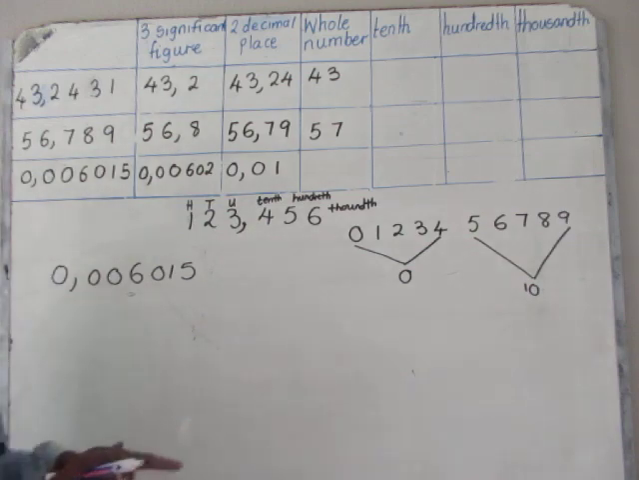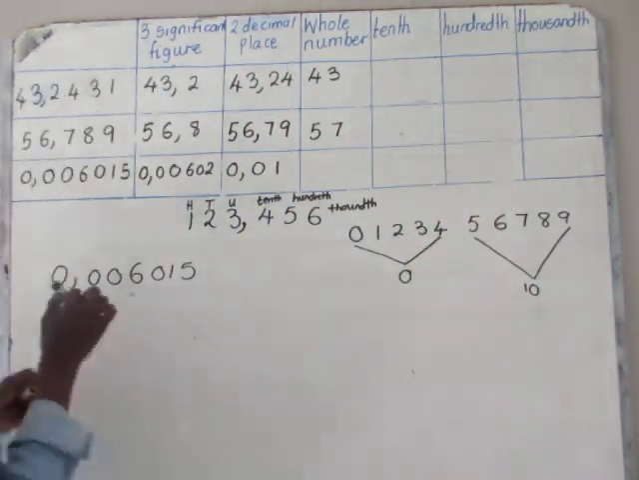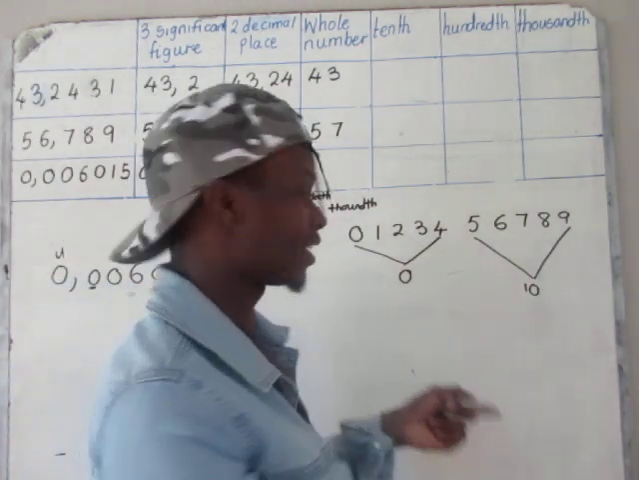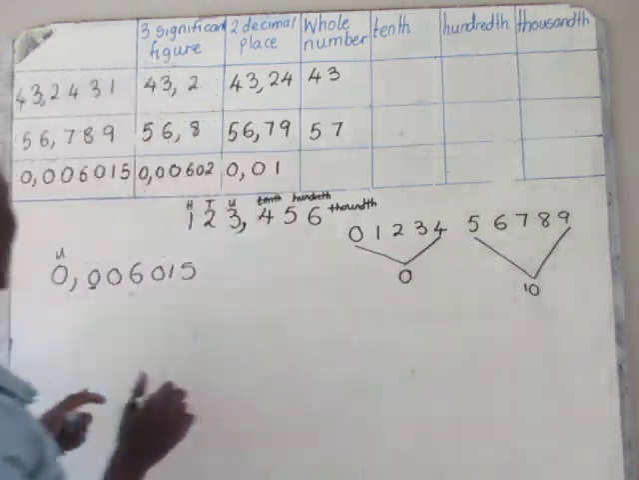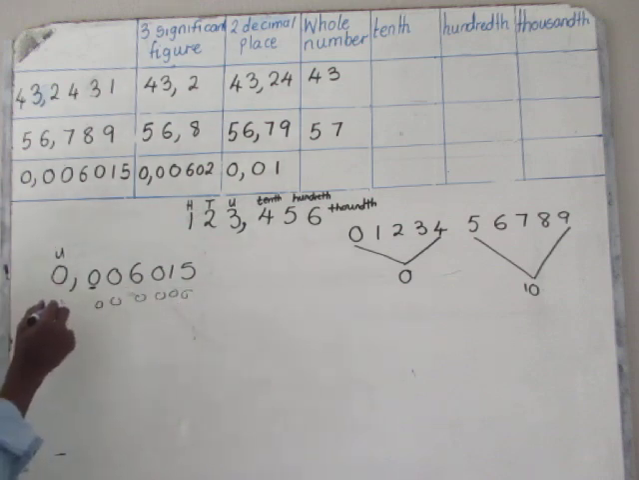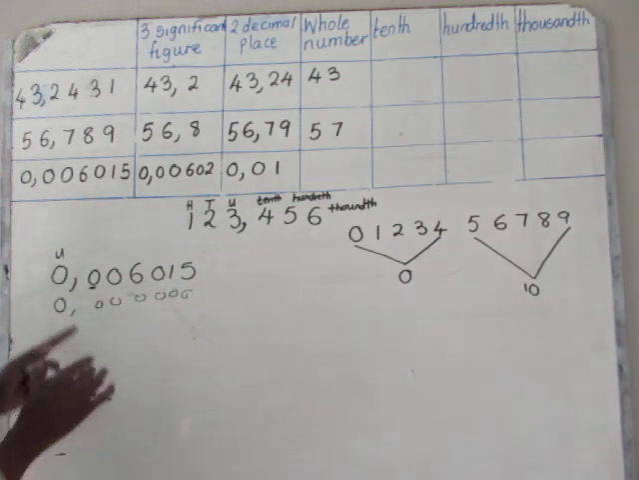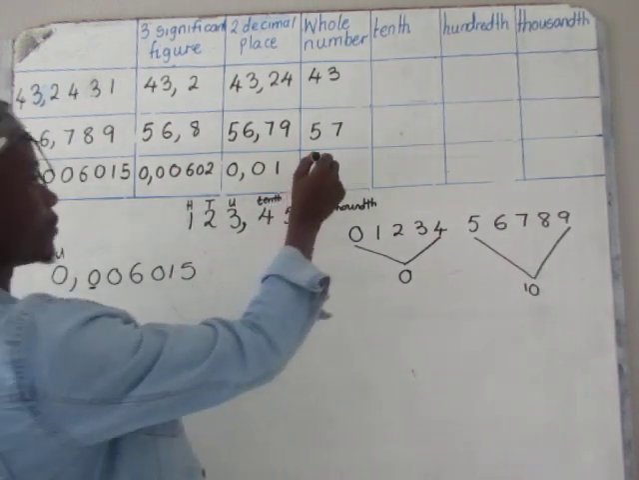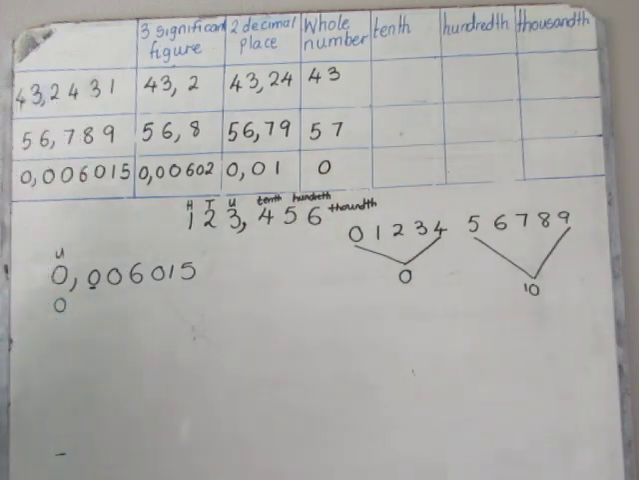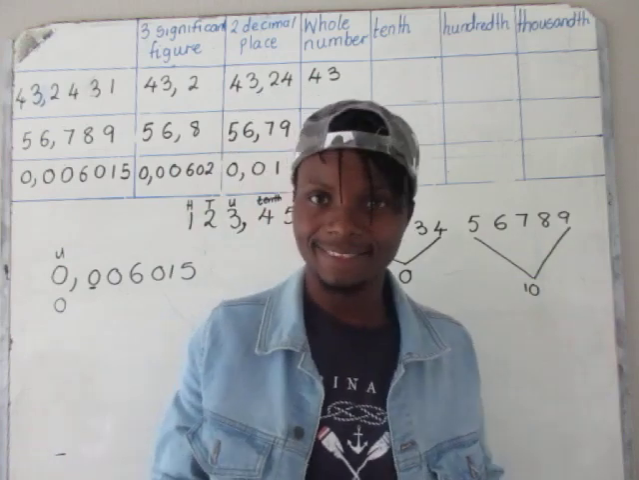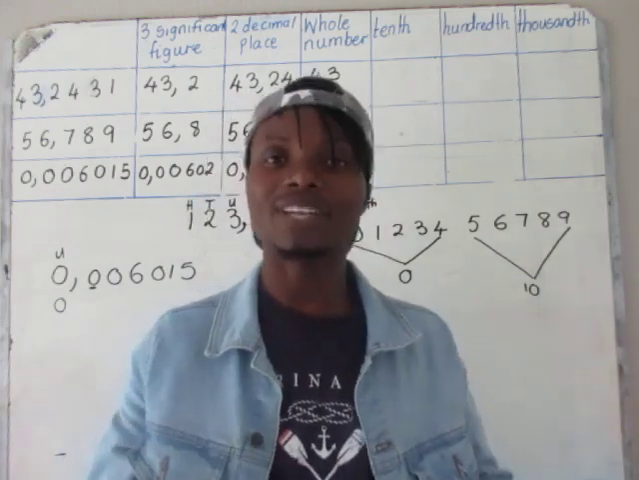So rounding off 0.006015 to the nearest whole number. So this is the whole number, which is the unit, isn't it? So we look at this number, which is 0. Does 0 round up or down? It's already 0, so it just remains 0. So the rest is just going to be 0, 0, 0, 0, and our whole number or unit becomes 0. And we only need these units, so these guys we don't really need to write them, so that just rounds down to 0.